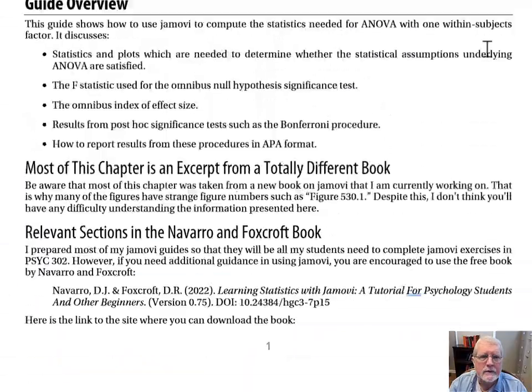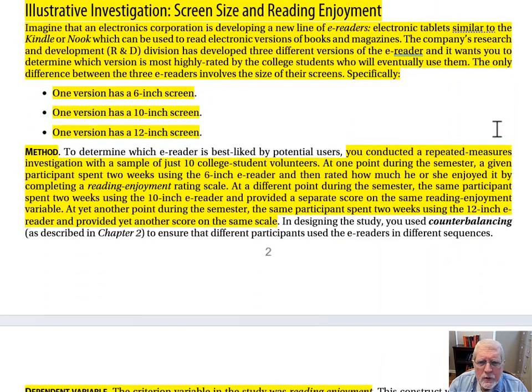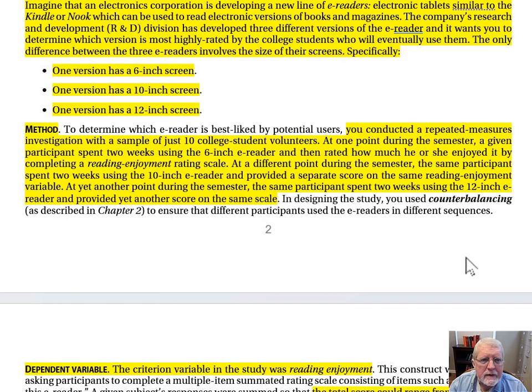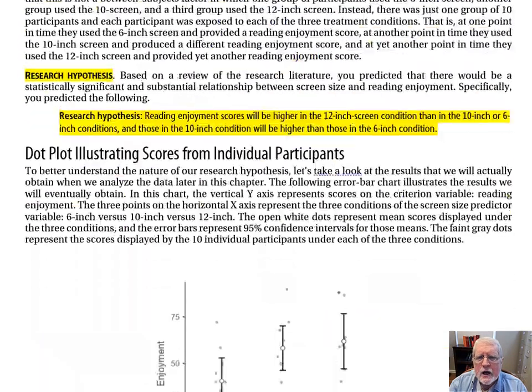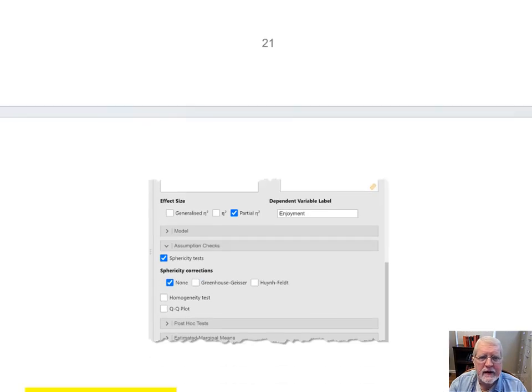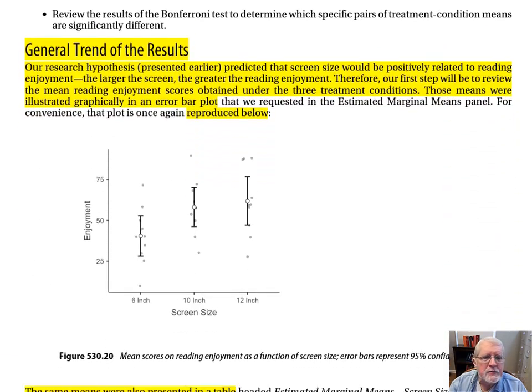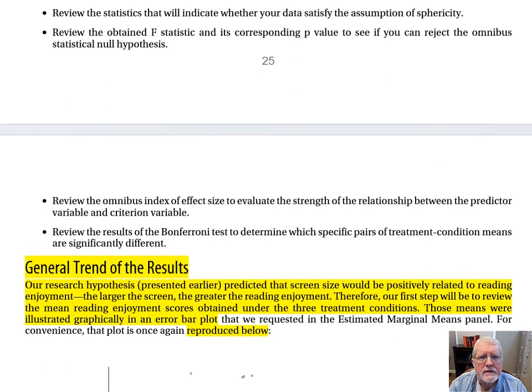Let's go back to the beginning. I hate to spend an entire video describing a study incorrectly. 10 college students, one point in time. They spent 2 weeks with the 10-inch screen. So you've got 10 college students, and a given college student will spend two weeks with the 10-inch screen, 2 weeks with the 6-inch screen, 2 weeks with the 12-inch screen. At the end of a given 2-week period, they provide a rating indicating to what extent they enjoyed that reading experience.